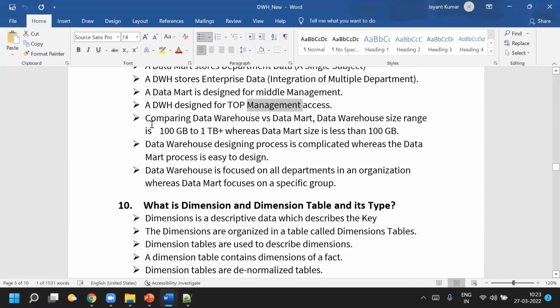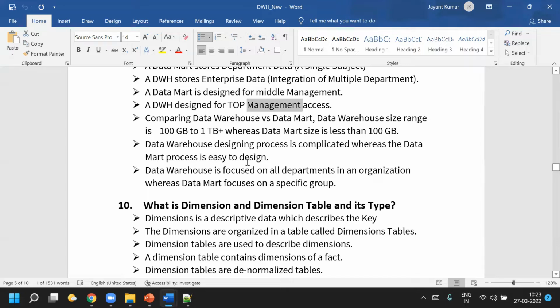Okay, so comparing data warehouse and data mart, data warehouse size ranges from 1 GB to TB because it's storing full organization data, whereas data mart size is less than 100 GB. It will be lesser than a data warehouse. In simple words, the data mart will have less memory than the data warehouse.